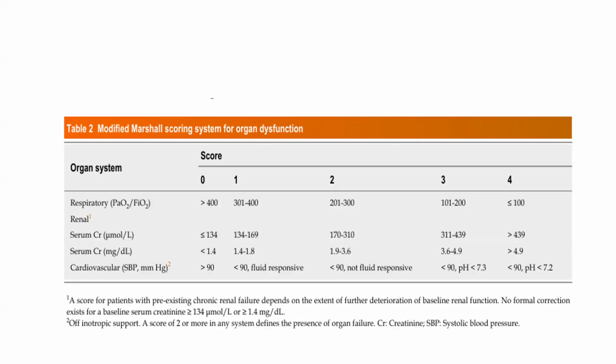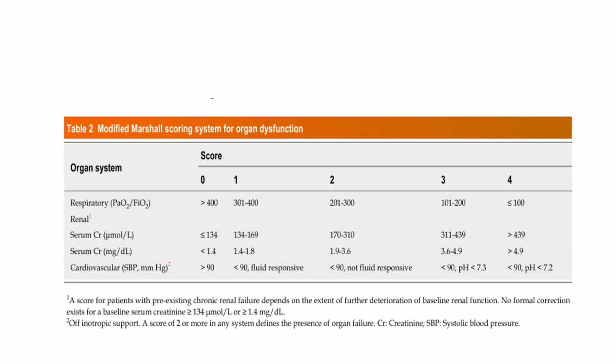Then about the renal parameter, serum creatinine. 0 score if creatinine is less than 1.4. 1 score if it is between 1.4 to 1.8. 2 score if it is between 1.9 to 3.6. 3 score if it is between 3.6 to 4.9. 4 score if it is more than 4.9.